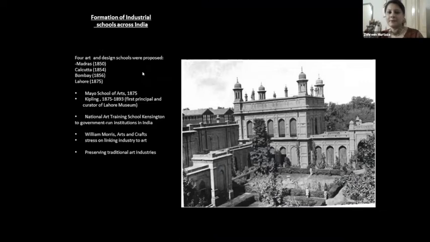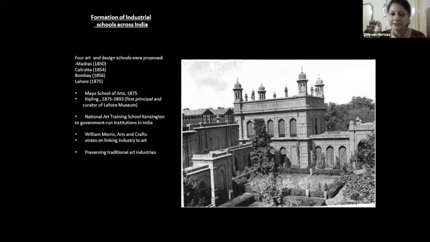And so what I'm getting at here is that it is this that led to the formation of this larger proposal or project that the British had in mind. It was the formation of industrial schools across India. So you had 4 schools in 4 different parts of India. Mayo School of Art in Lahore was the last one to be built. The first principal was John Lockwood Kipling. And the idea behind the curriculum actually was again transplanted. It came from the National Art Training School, Kensington, and it was applied to government-run institutions in general.